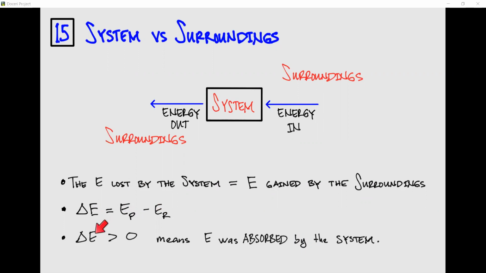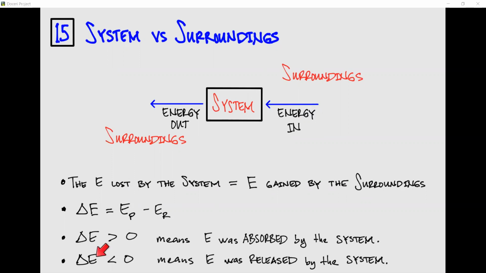A positive change in energy, meaning it's greater than zero, means energy was absorbed by the system, that energy went into the system, energy was added into the system. On the other hand, if the total change in energy is negative, less than zero, it means that energy was released by the system. So energy was subtracted from the system because it left the system.